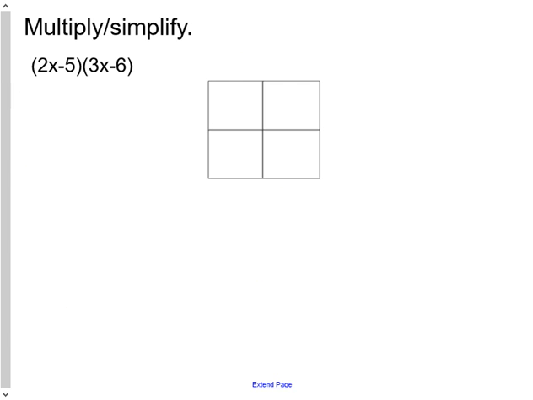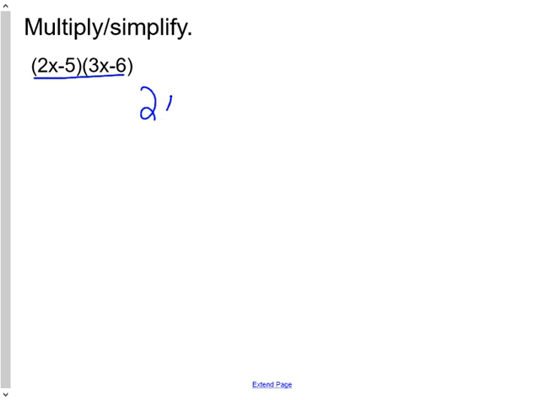Okay, on the next one, I am going to ignore the box. We'll just use FOIL. So we're just going to get rid of the box for now, and we'll use FOIL. So we've got 2x minus 5 times 3x minus 6. I'm going to write it a little bit larger so we've got some more space to work with the box out of the way.